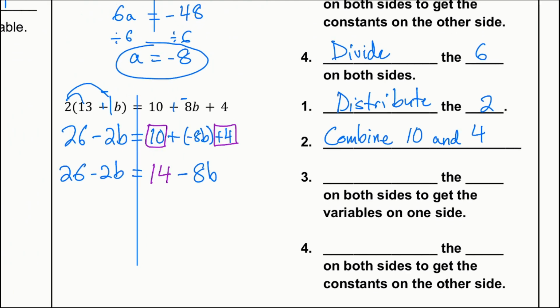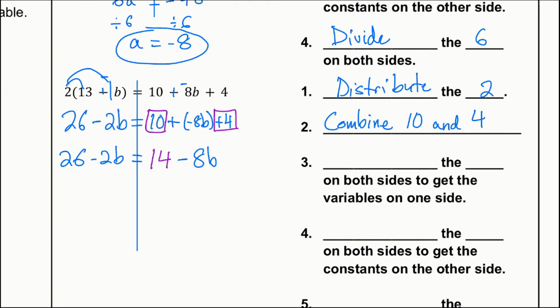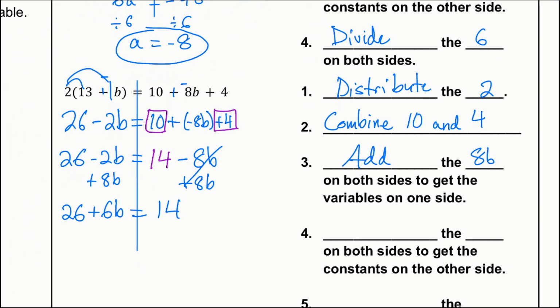After that, you need to get your variables on one side. So you can either add 2b to both sides or add 8b. Because I want a positive, I'm going to add 8b on both sides. So I'm going to add the 8b, there we go. 26 comes down. -2b plus 8b is 6b. The only thing I have on the right side is that 14.